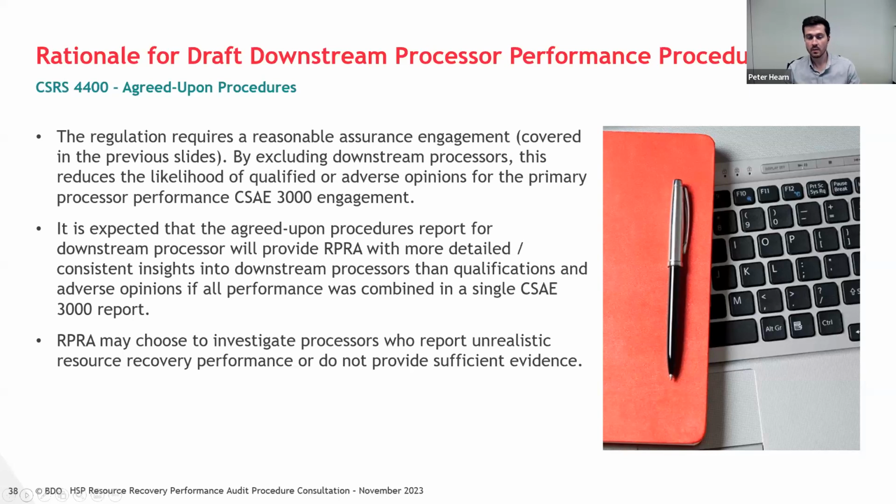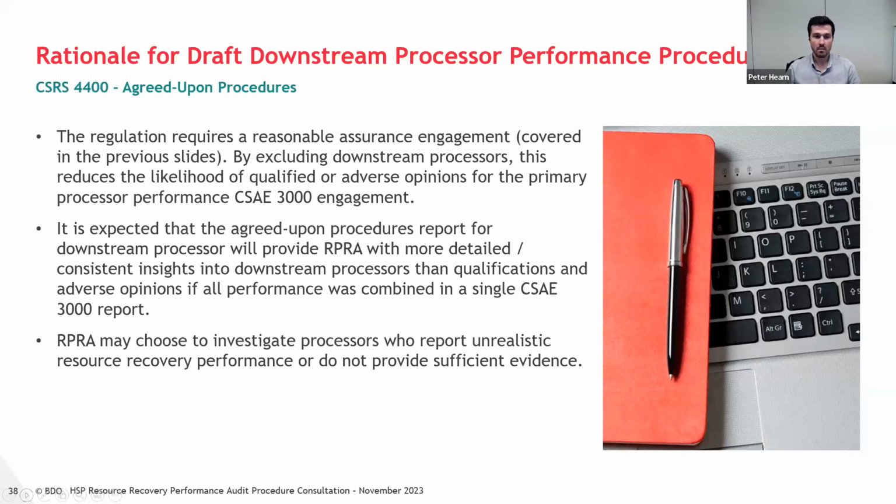These are the opinions that a few slides ago, we laid out the 4 different types of opinions, with the 2 or 3 to the right-hand side not being the opinions that we would want. So it's expected that this agreed upon procedures report will provide RPRA with more detailed and consistent insight than if the downstream processes were included in the 3000 report and there were just several scope limitations or qualifications or adverse opinions. This proposed method would allow for more insight.